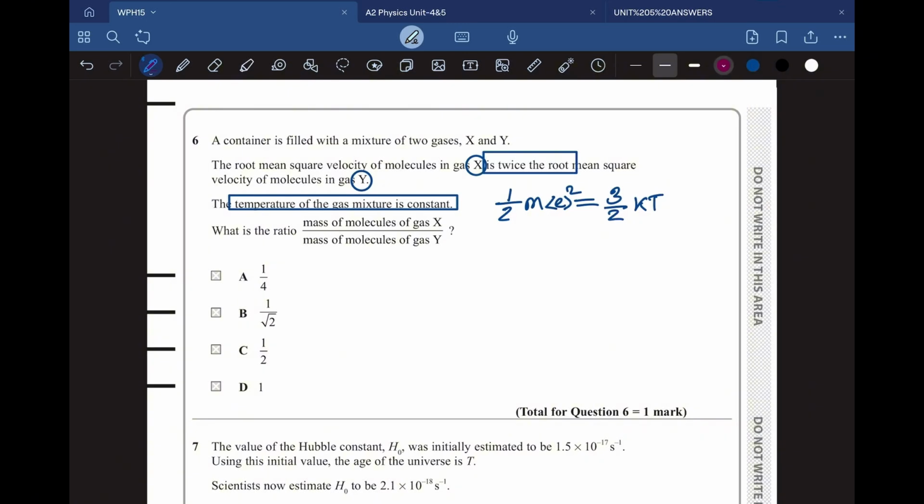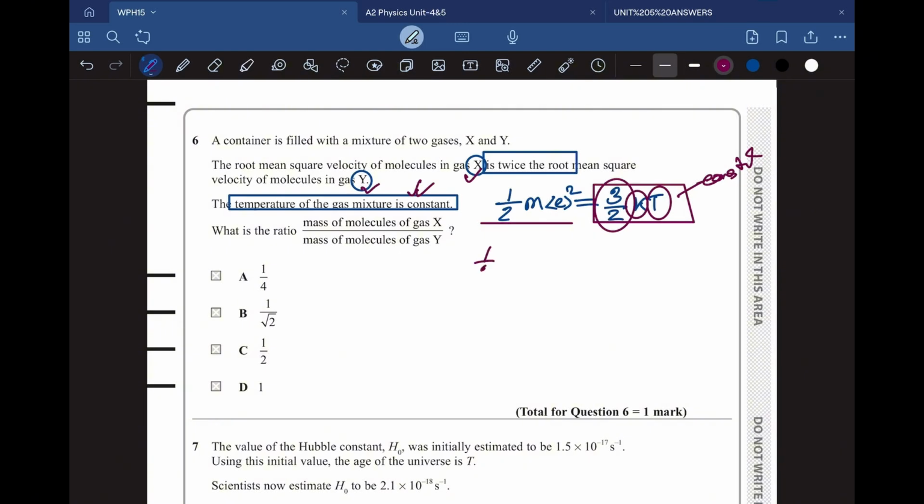Now here, the temperature is constant for both of them. As the temperature is constant, and we know k is also constant, and 3 by 2 is a constant as well, this as a whole is a constant. So as all of them are constant, we can say for X and Y, the half mc squared, the kinetic energy, is going to be the same. Both of them will have the same kinetic energy.